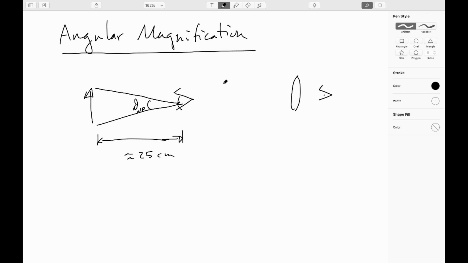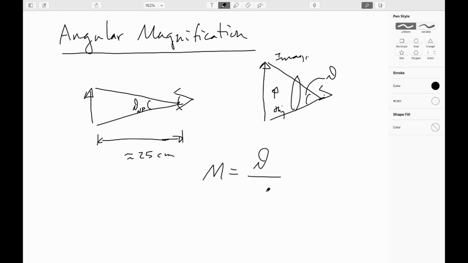So if this is the image of what you're looking at, after you've looked at the object, say, here's my object, through the lens, you go and look at it and say, hey, that's a much bigger angle now, theta. So we define the angular magnification of a simple magnifier here to be the angle that you get the image to subtend over the best you could do if you just plain held the thing up to the near point of your eye.